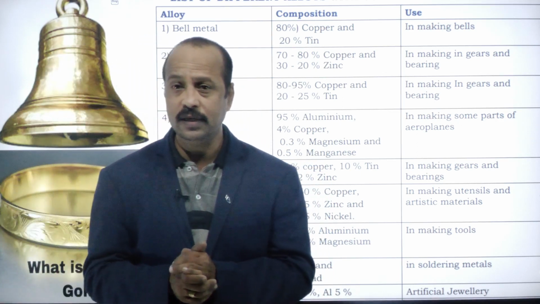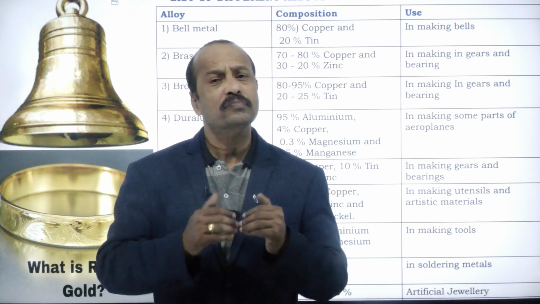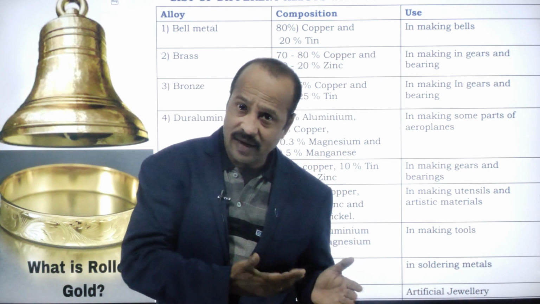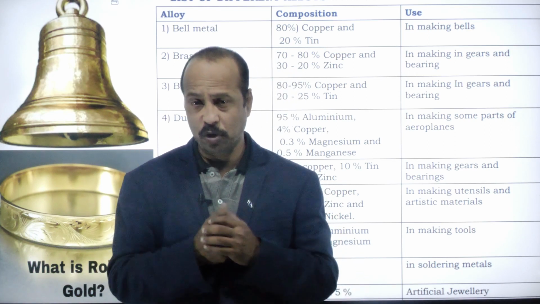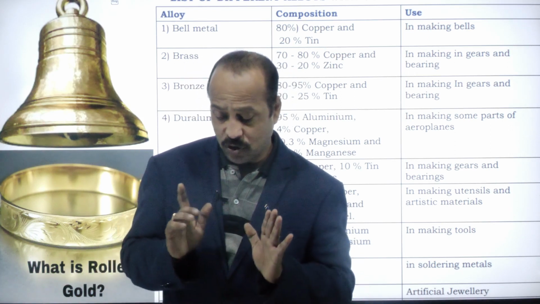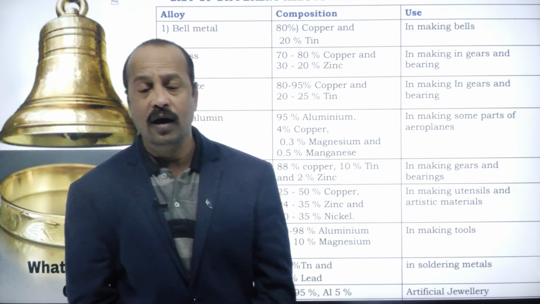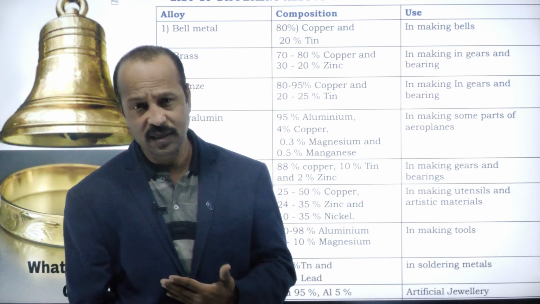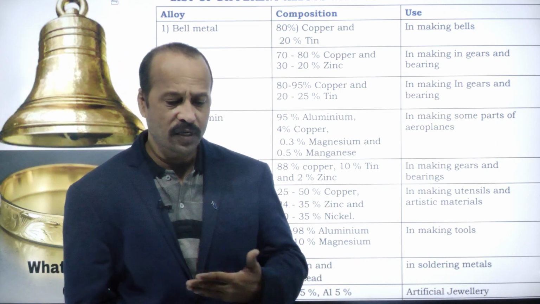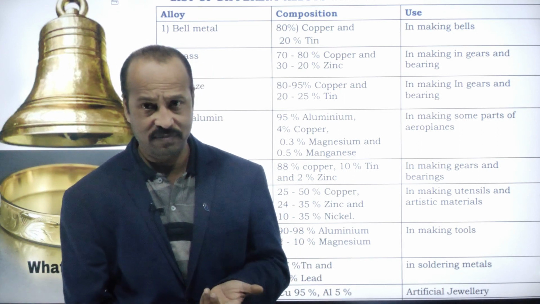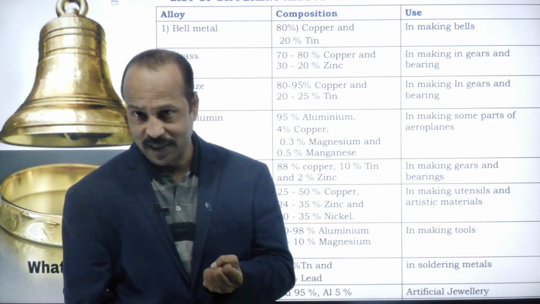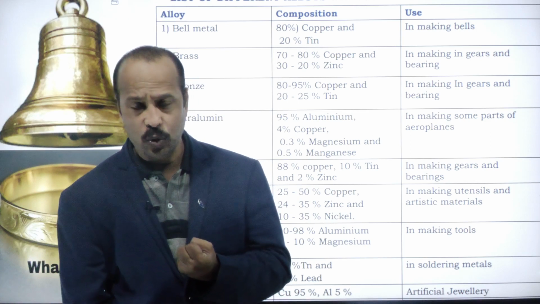So here, alloys mean what? The metals that we get naturally, that we extract, the pure metals, generally do not have good qualities. They don't have very good qualities, so they cannot be used as they are. So they are mixed with some other metals and make an alloy.